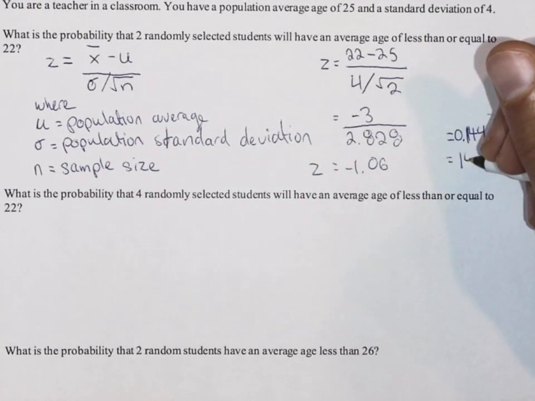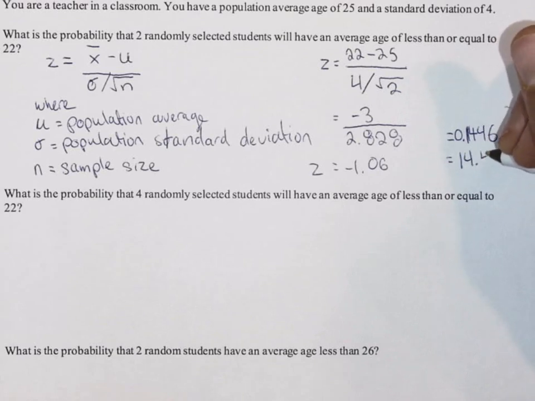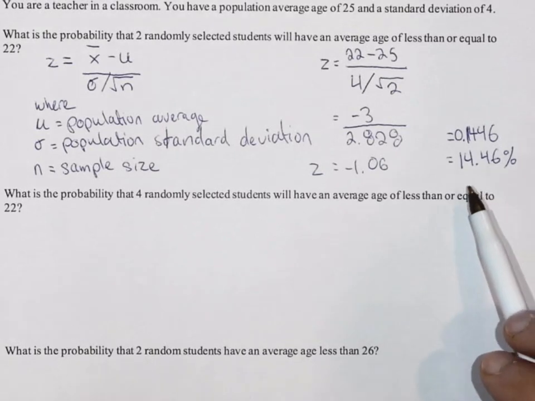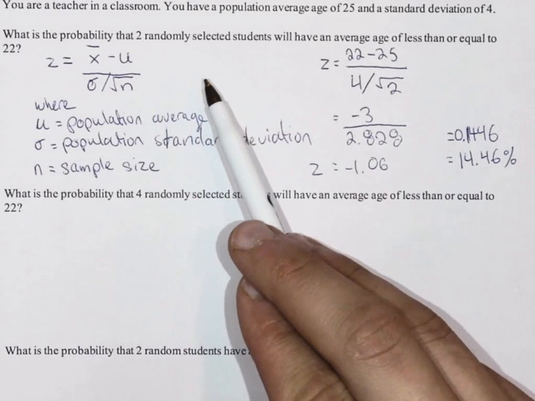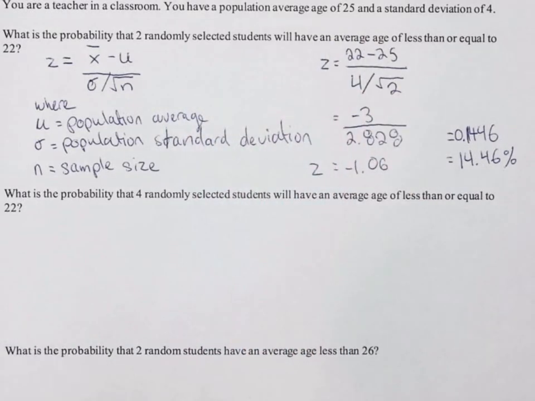Or 14.46%. So we have a 14.46% probability that two randomly selected students from the class will have an average age of less than or equal to 22.